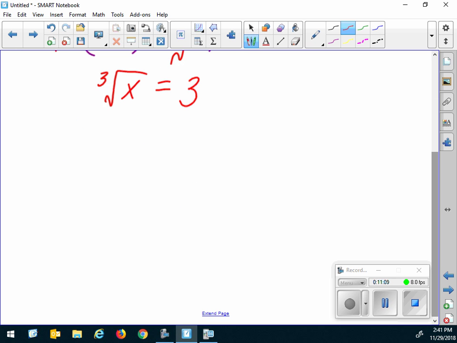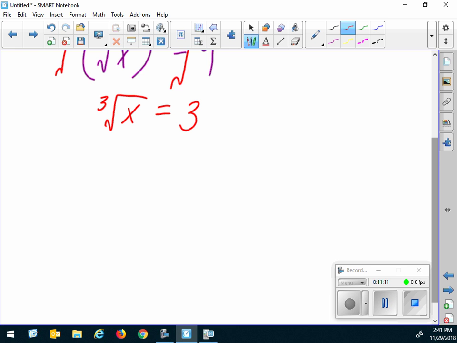Now, how do I get rid of a cube root? I cube it. So x equals, and Aiden said 27.